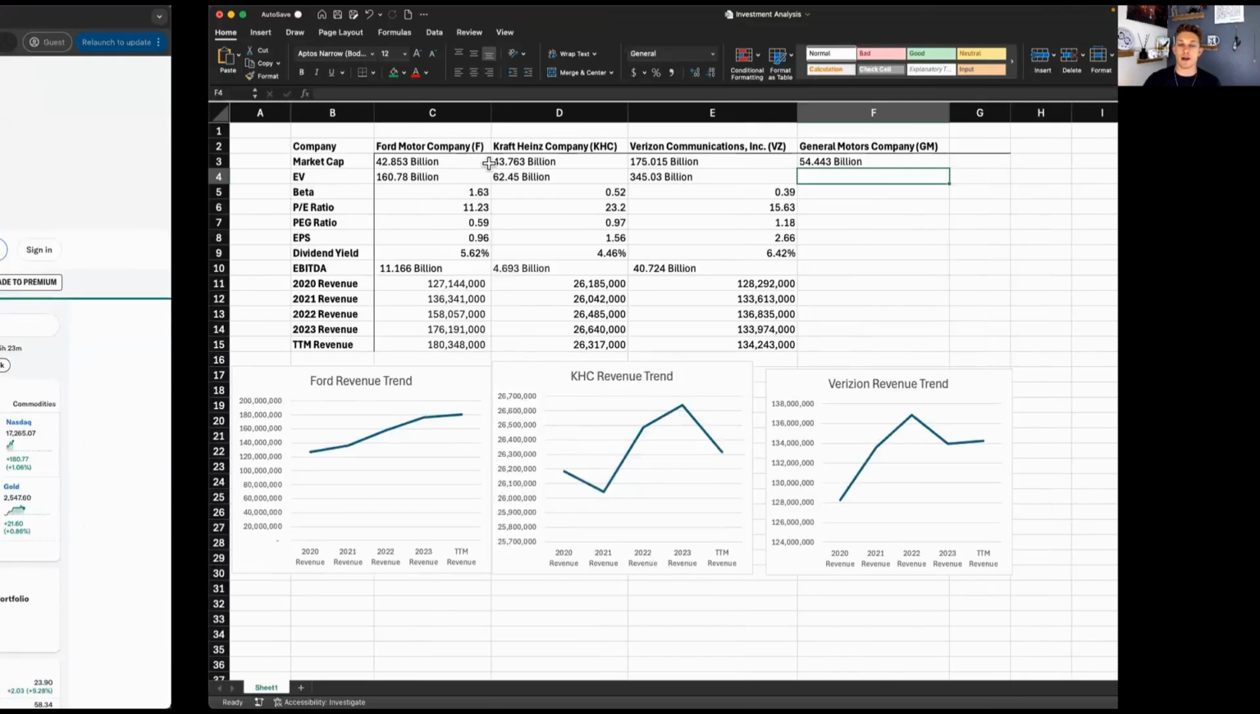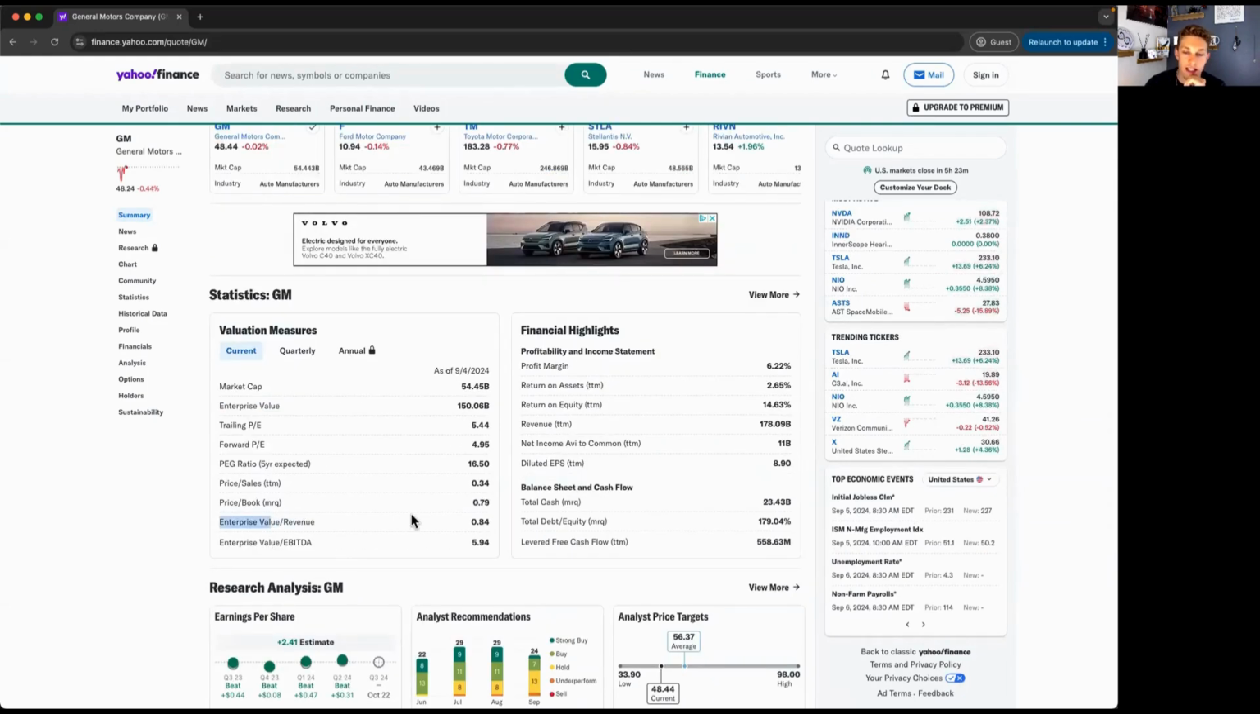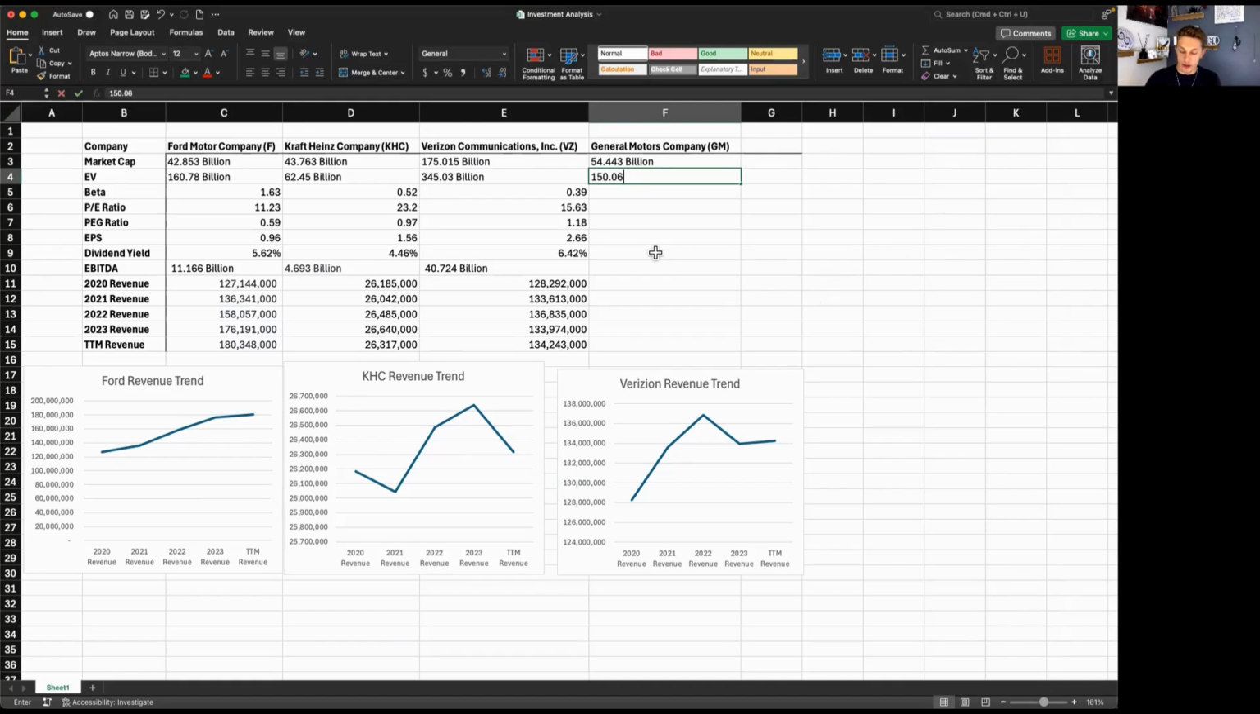Next, looking at enterprise value. Enterprise value is here, and we are looking at 150.06 billion. So again, we're looking at what's the overall value of the company. Interesting to see here, when compared to Ford, it has a higher market cap but a lower enterprise value. Now we can dig into why that is, but kind of curious to see.